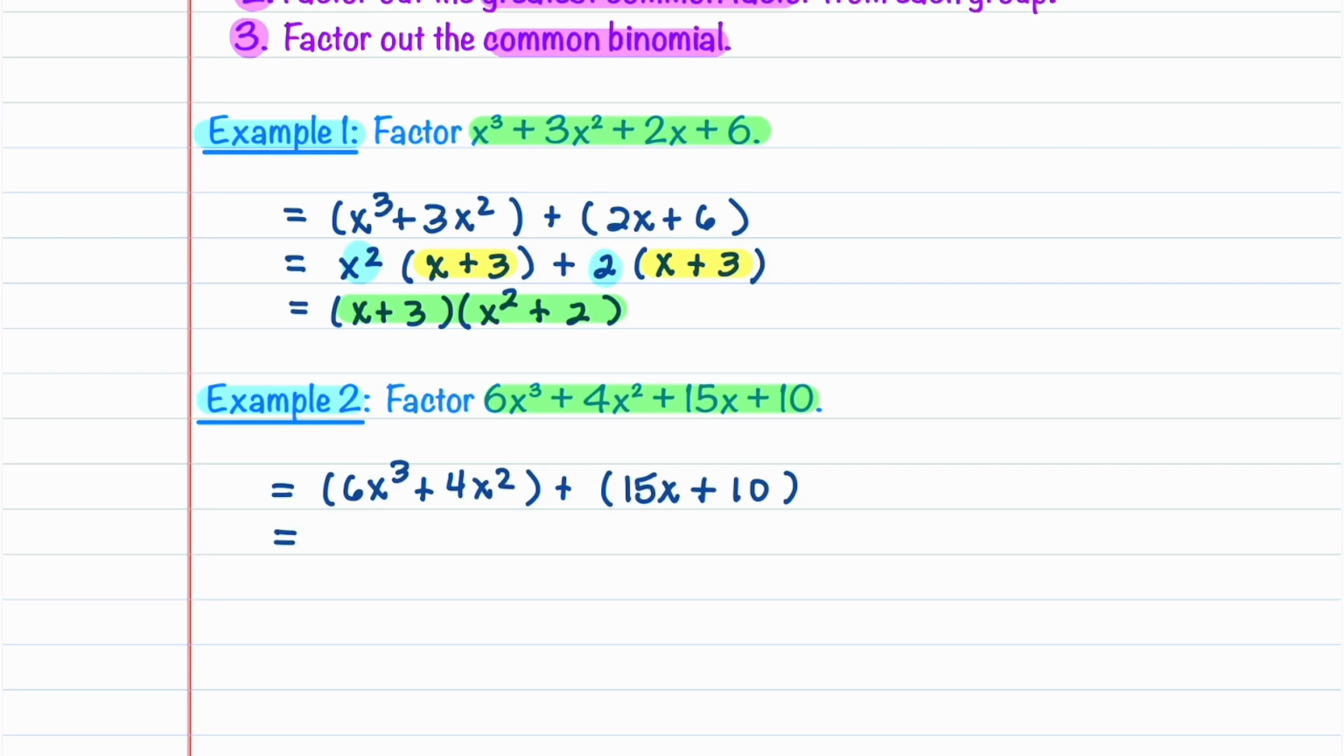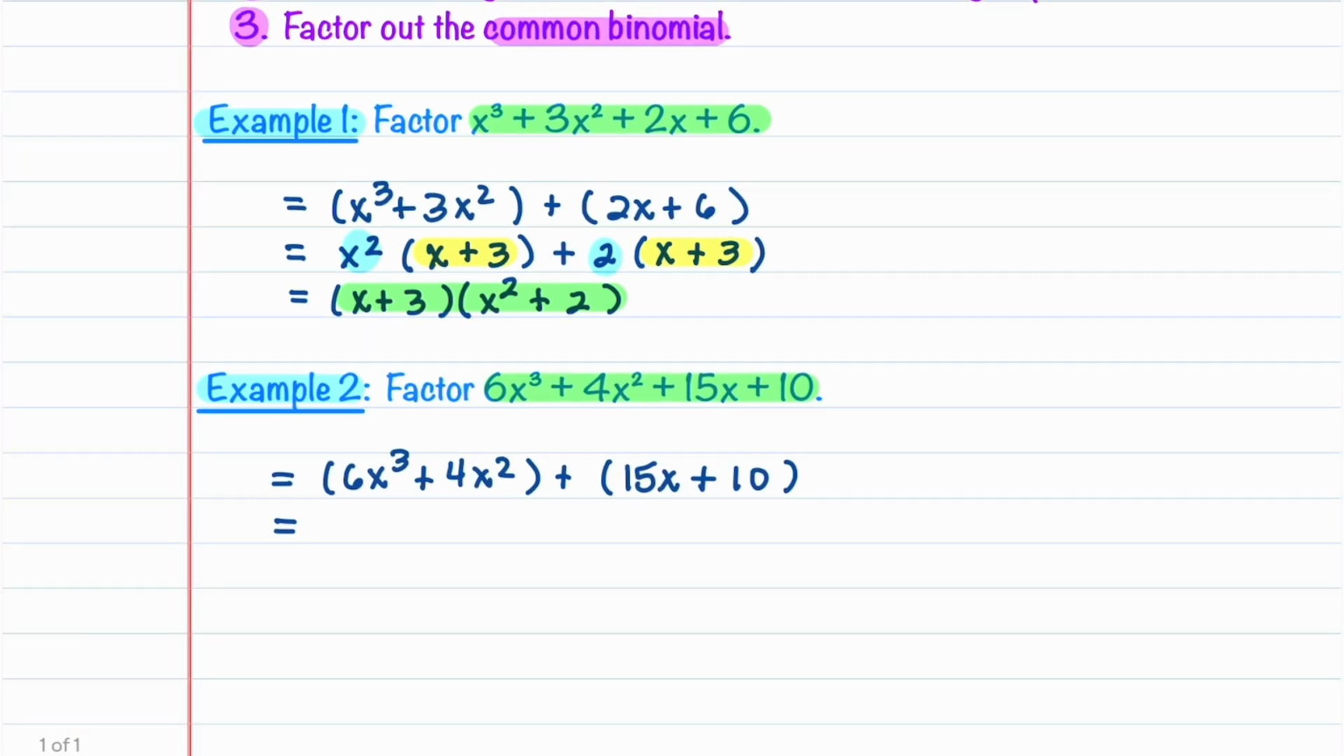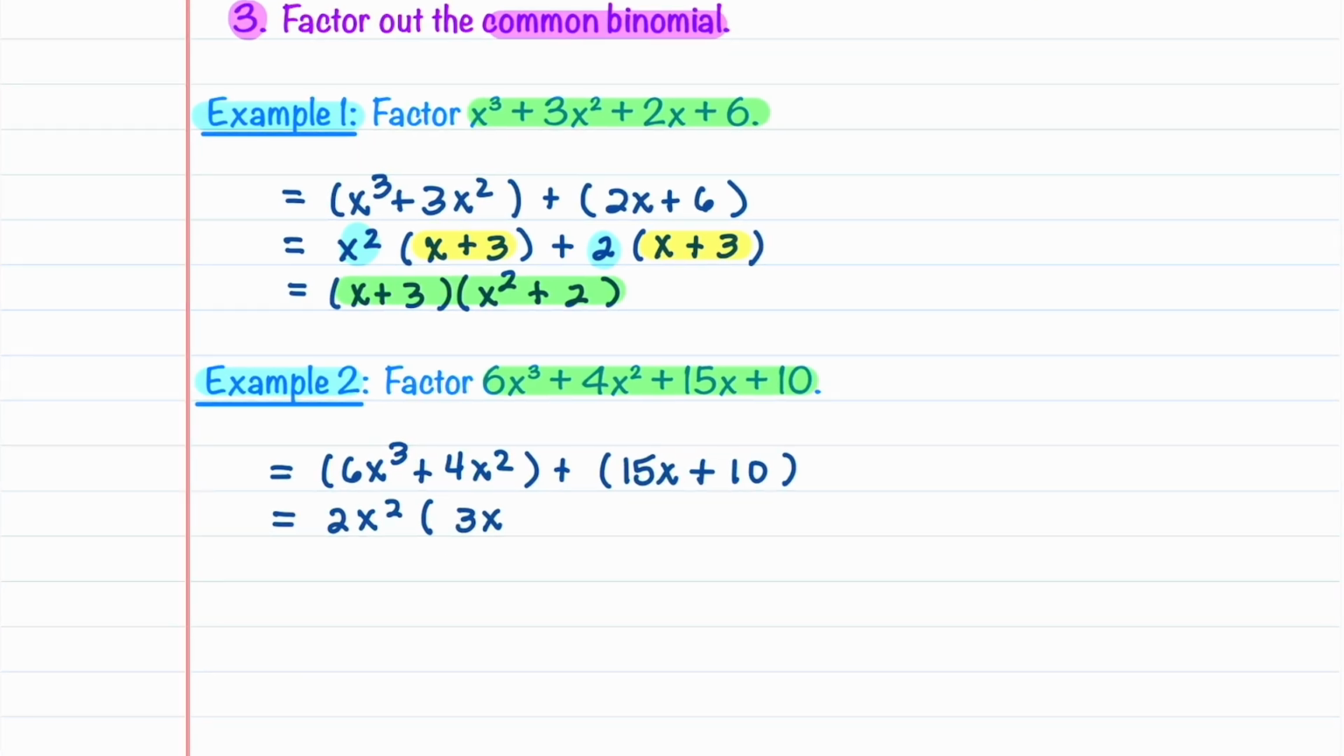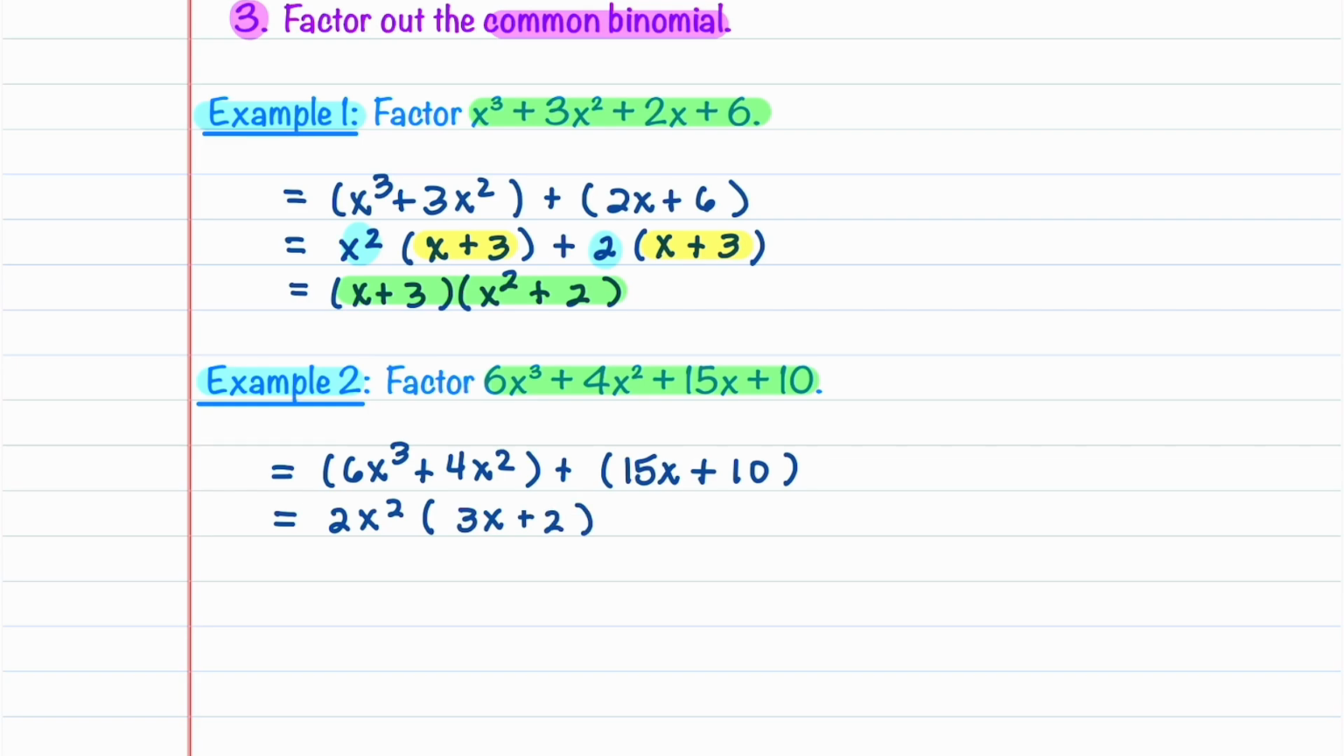Now what we're going to do is factor out the greatest common factor from each group. If we look at our first group, we can see that we have a 2 common to both terms, and then we also have an x squared common to both terms. And what we have left is 6x cubed divided by 2x squared, which is just 3x, and then 4x squared divided by 2x squared, which is 2.